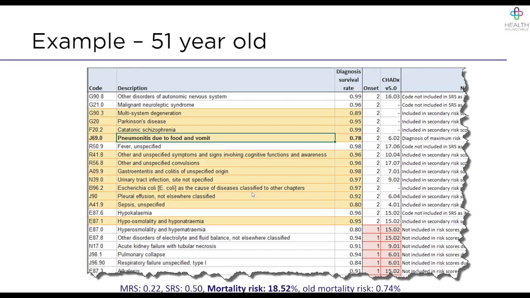The onset flag here can also be seen in the patient record. So we can see the ones with onset 2 are the ones that were present on admission, and the ones with a 1 were noted as arising during the episode of care and are ignored by our model. So for this particular patient, the maximum risk score was 0.22, the secondary risk score was 0.5, and we determined a mortality risk of 18.52% for this patient to die during the episode. That's really very high. The mortality risk in our old model was just 0.74%.